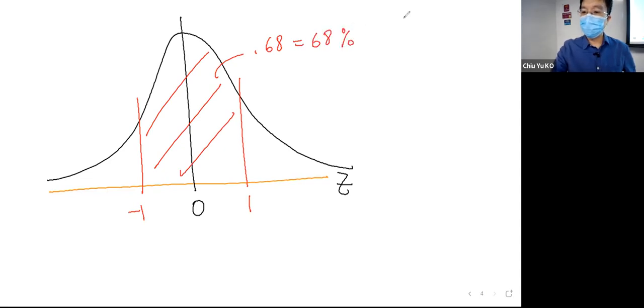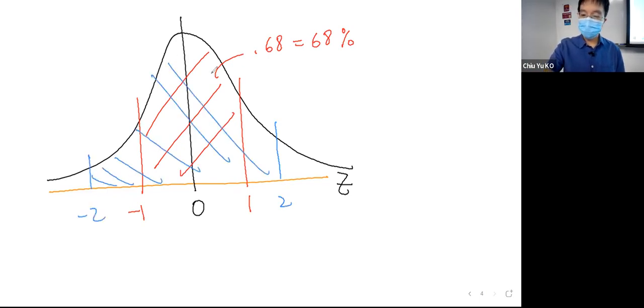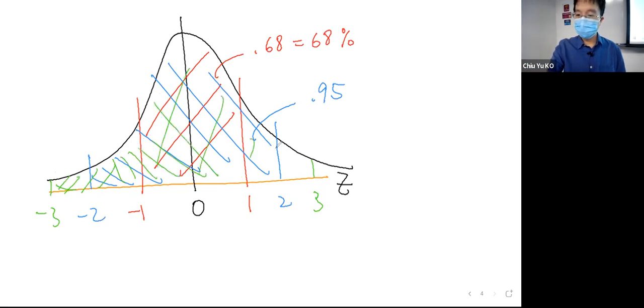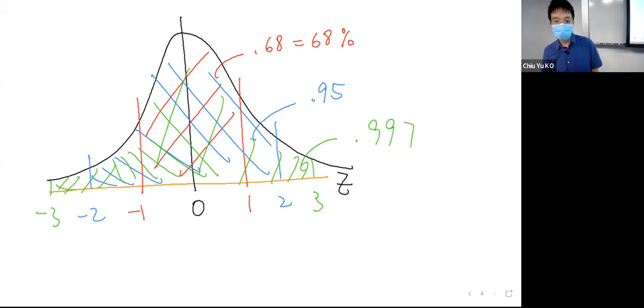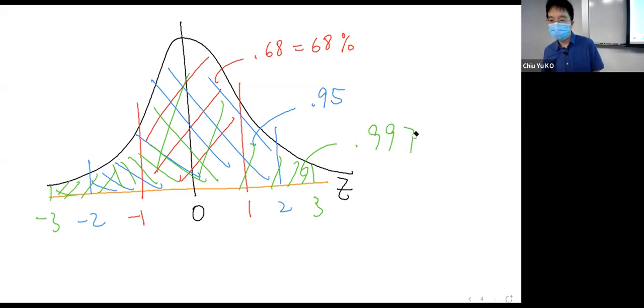Okay. And if you have 2 here, negative 2 here, this area is 0.95. Okay, and you have 3 here, negative 3 here. This area is 0.997, right? Is it 997? Am I right? 0.99 is fine. 0.99. Okay.